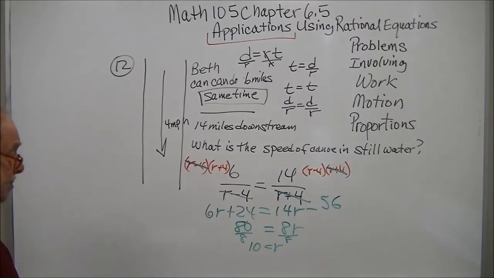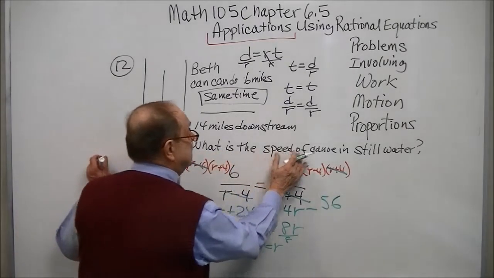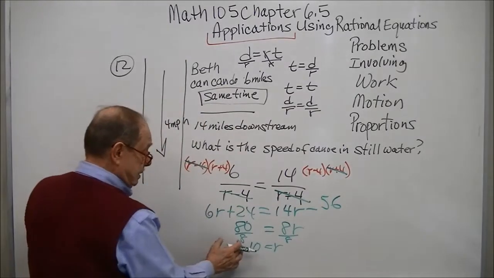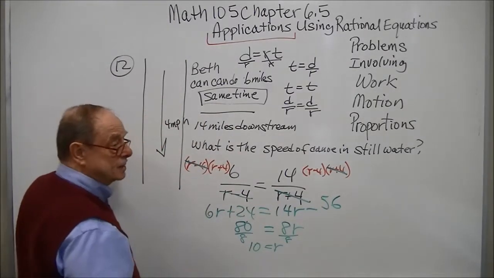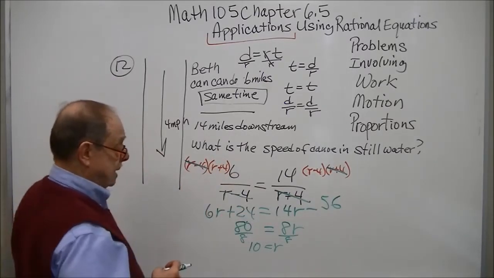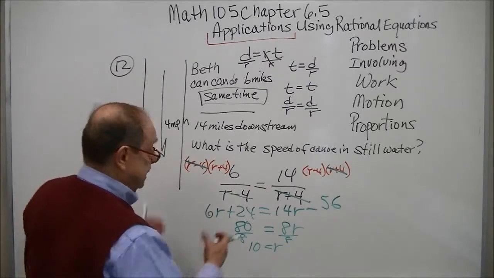So what is my answer statement? In the question they're asking, what is the speed of the canoe in still water? Well, in still water, the speed will be 10 miles per hour. Boy, she's really doing some good stuff there. And that's that.